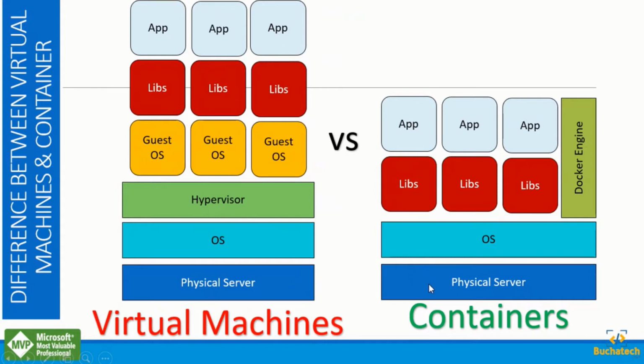Now, if we compare that to containers, we still have a physical server, or this could be cloud. So this could be the Azure platform. And then we'll have an OS that's running this Docker engine. And then within the Docker engine, we have our libraries. So that's our framework. Again, if you're running a web-based application, this is going to be running your web server and any other dependencies that you might have to run that application. And then you have your actual application.